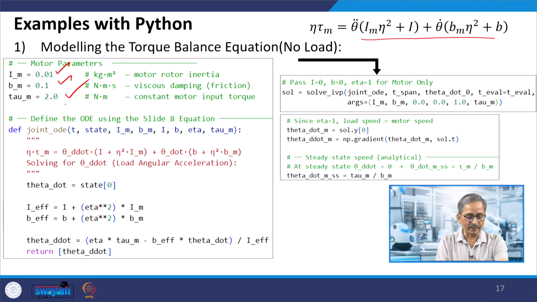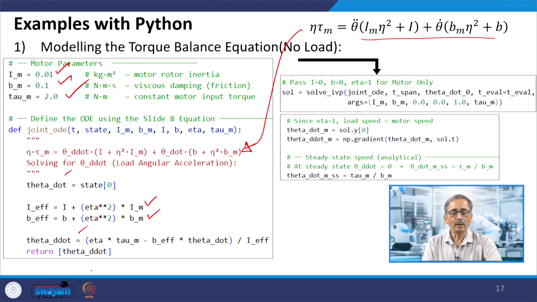So, that I am defining here, and here is the equation being written, and then theta dot, and here the evaluation of I effective and B effective is done. So, this is the theta double dot. This way we can write that, and here basically we are doing it for the no load case, integrating this equation, that is theta double dot, and we are getting the theta dot for the motor here, and theta double dot for the motor is here. So, this way we can get that.